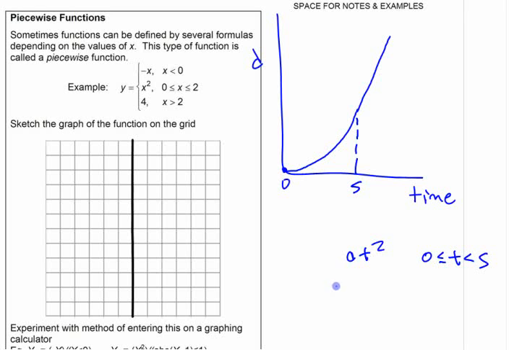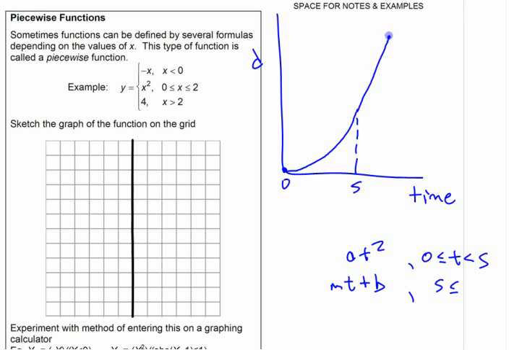Let's call it m times t plus some y-intercept. Whatever it is, I don't want to bother figuring it out. But that would be the equation that applies for this piece in here, right? That would be between 5 and whenever the next piece ends.